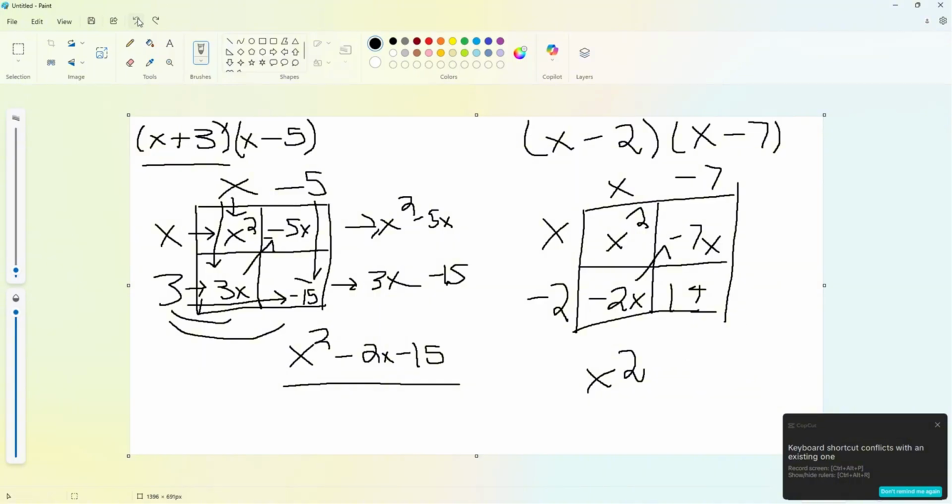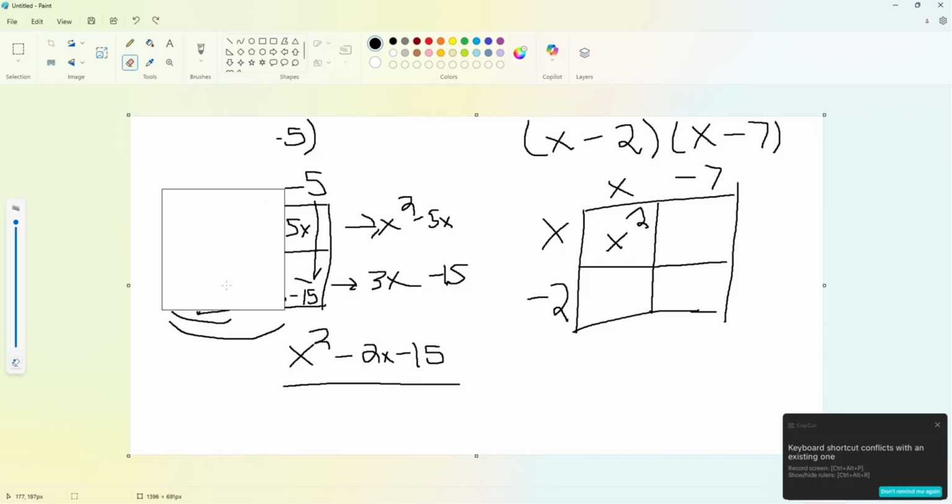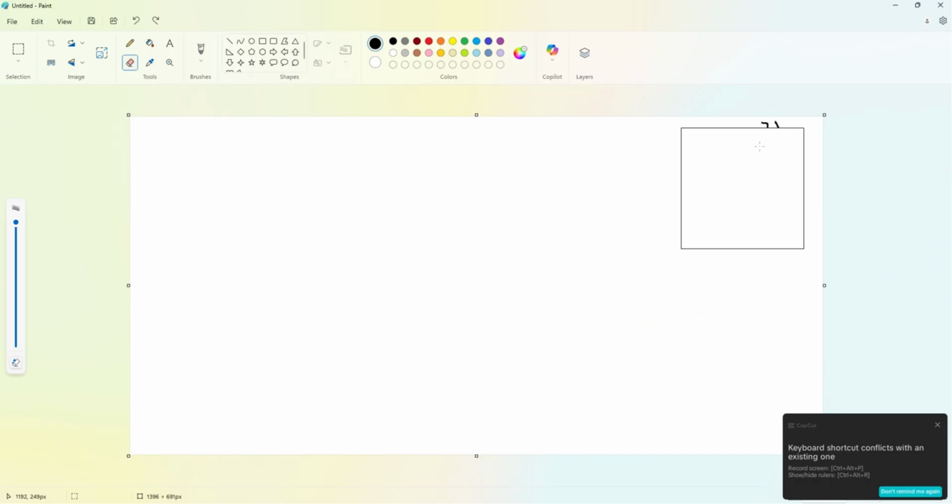Now I will find a question for you guys to do. Actually, let me just erase this manually. Find a question for you guys to do in just a second. Be right back. Alright guys, now I got the question.